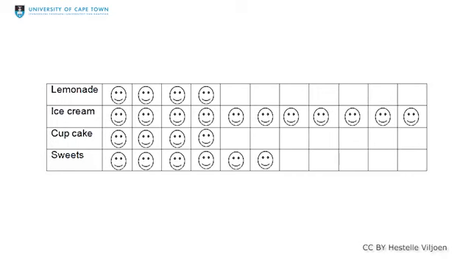To make the table more accessible, you can reduce the number of friends in each category and write out the names of the items, for example, lemonade, ice cream, cupcake, and sweets. If that is still too much for the Braille, give a legend saying, the first row represents lemonade, the second ice cream, the third cupcakes, and the fourth sweets. Or instead of smiley faces, just use a dot or any other symbol.